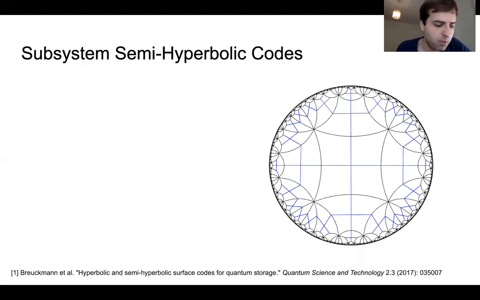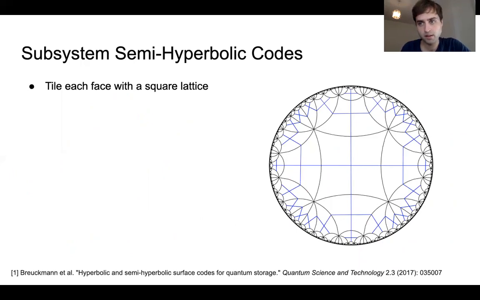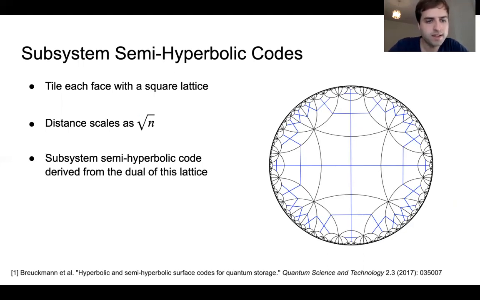Now, we don't just consider hyperbolic lattices, we also consider these semi-hyperbolic lattices. Here a semi-hyperbolic tessellation is where we tile each face of the hyperbolic tessellation with a square lattice, and we can do this if the hyperbolic tessellation is tiled with squares. And so this has a distance that scales as the square root of the number of qubits, while still retaining the same reduction in overhead. And the subsystem semi-hyperbolic code is derived from the dual lattice of one of these tessellations.